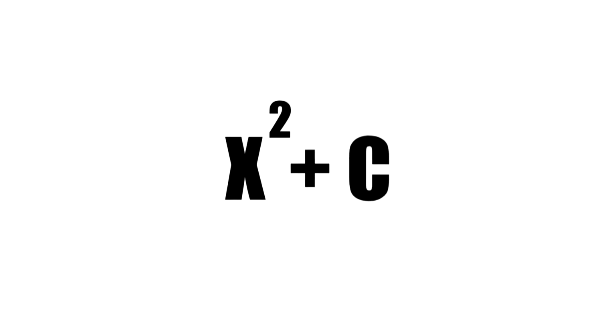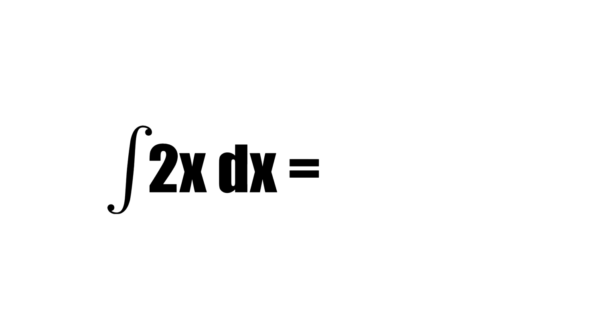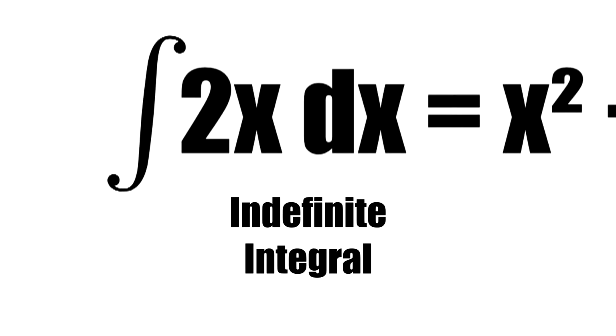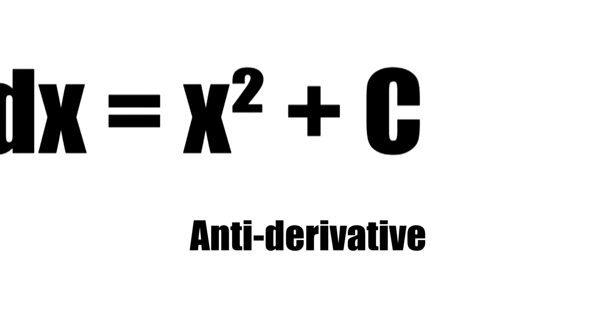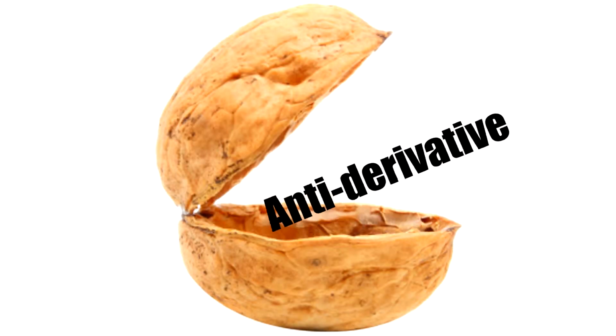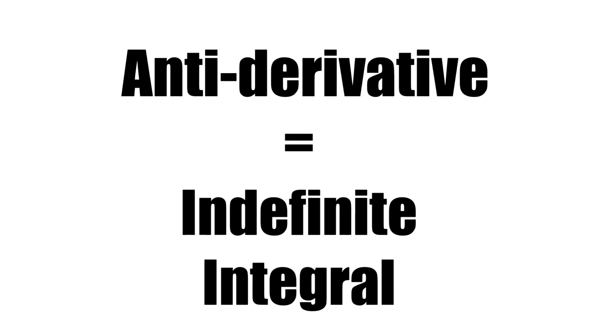Pretty much do the process backwards and add c right after. That would make the entire equation the integral of 2x dx equals x squared plus c. This part of the equation is the indefinite integral, and this side is the antiderivative. So in a nutshell, the antiderivative is the indefinite integral.